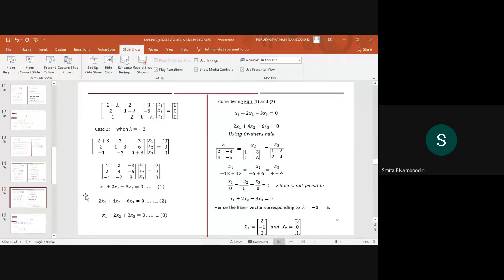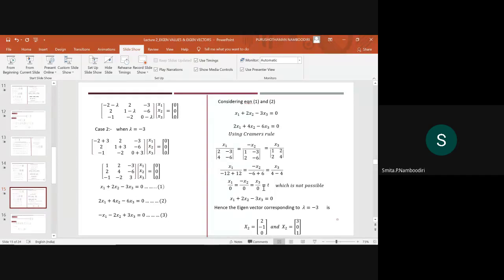Equation 1 has coefficients 1, 2 and minus 3. Since the right hand side is 0, if I divide throughout by 2, I will get 1, 2 and minus 3. So 1 and 2 become the same, and if I multiply by a minus sign here, I again get 1, 2 and minus 3, which means equations 1, 2 and 3 are the same. Whichever equation you take, you're going to get only 0, 0, 0.